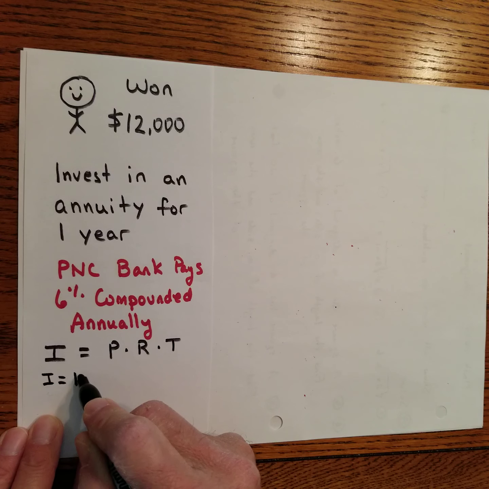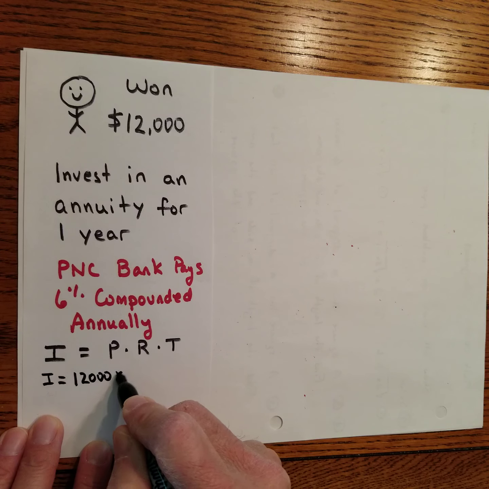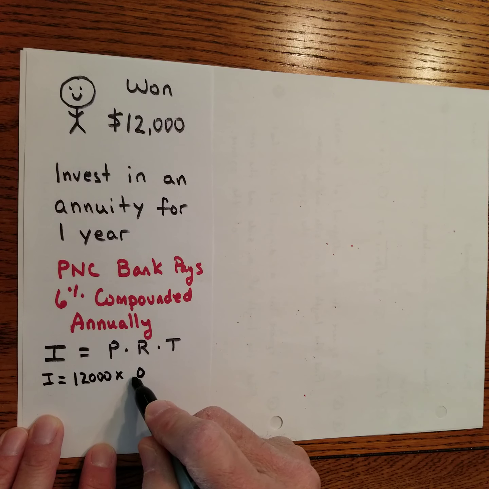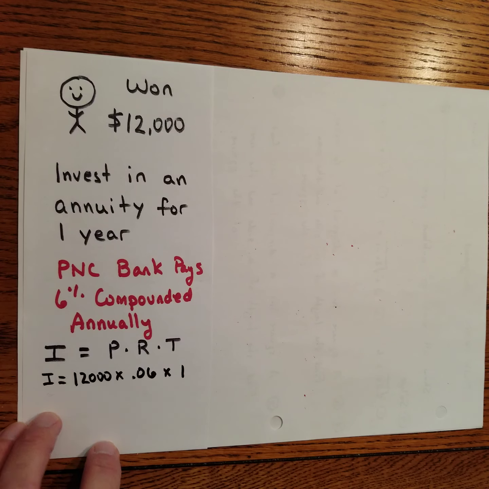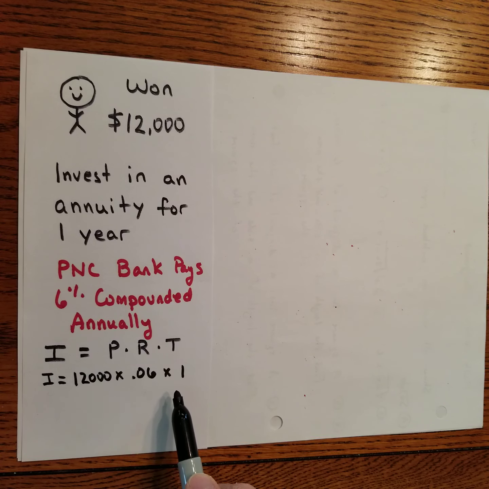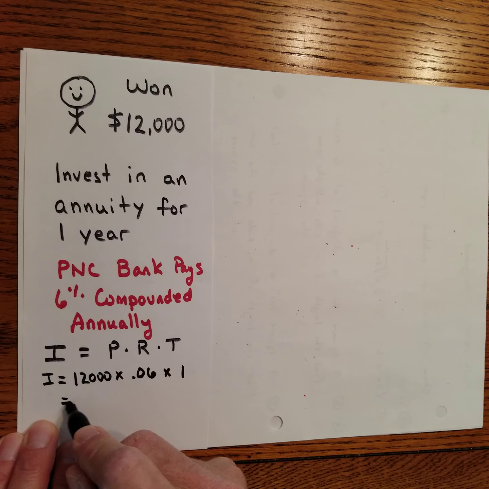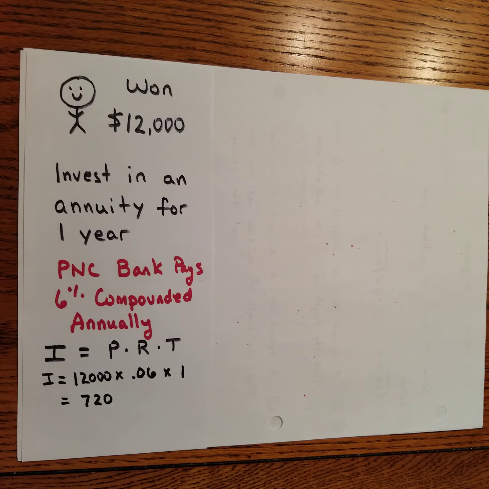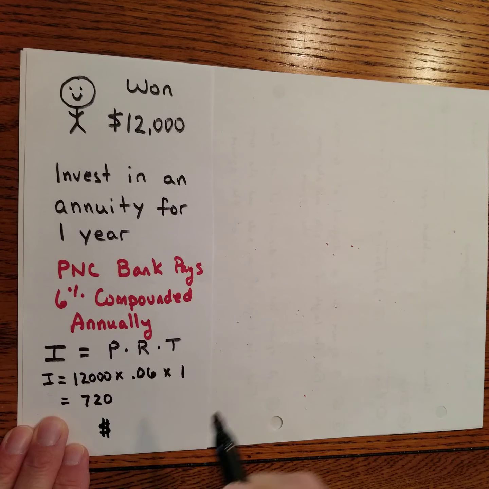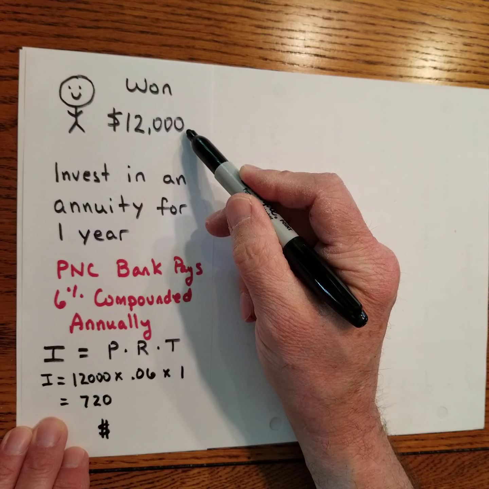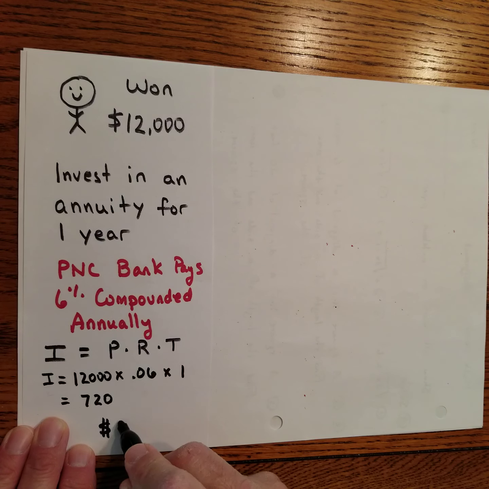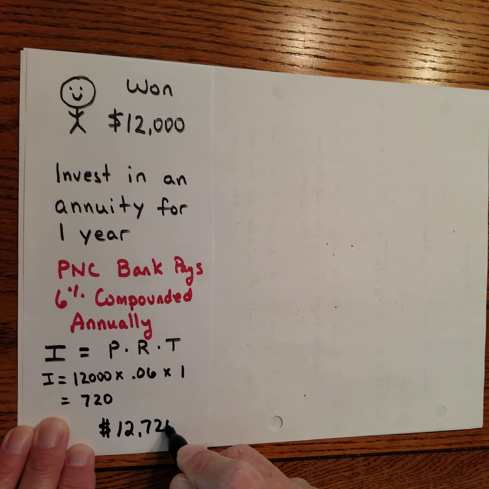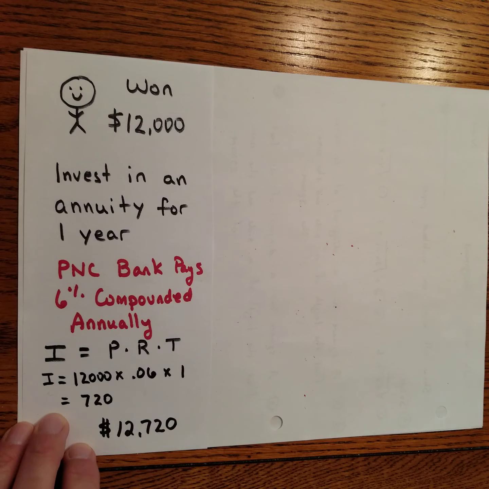You're investing $12,000 at 6%, that's 0.06, for 1 year. Multiply that on a calculator. 12,000 times 0.06 times 1, and you'll get $720. So at the end of a year, when you go to get your money back, how much money do you have? You get your $12,000 back that you invested, plus an extra $720. You get back $12,720. You made $720 just by putting your money in PNC Bank for 1 year.